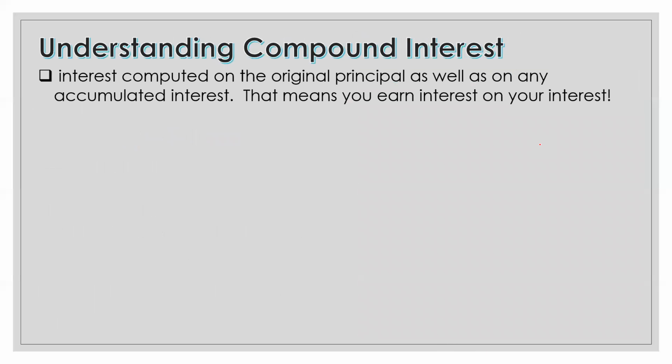The bank actually uses compounded interest. What does that mean? Compounded interest is when the interest is computed on the original amount as well as the accumulated interest. That means you earn interest on the interest that you have earned previously.